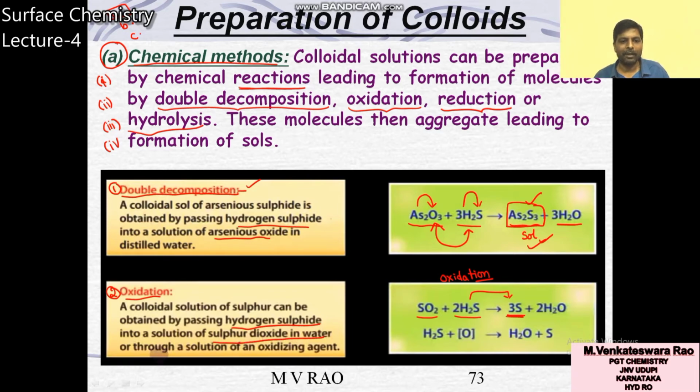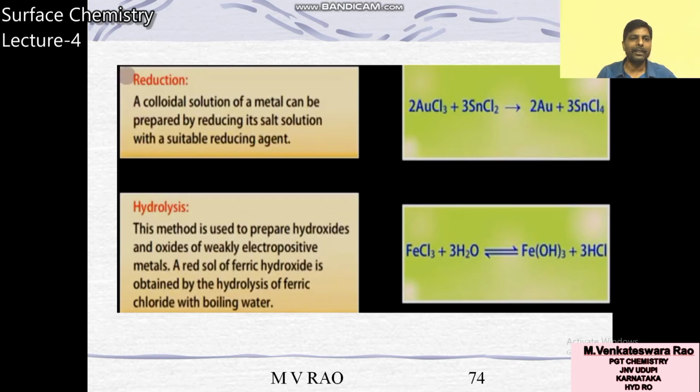water or through a solution of an oxidizing agent. So this compound is sulfur sol. So preparation of sulfur sol by oxidation method. Preparation of arsenious sulfide sol by double decomposition reaction. It is a double decomposition reaction. SO2 plus H2S gives S plus H2O. This reaction is oxidation. Next one we will see, the third method. Third chemical method is reduction. Fourth one is hydrolysis.